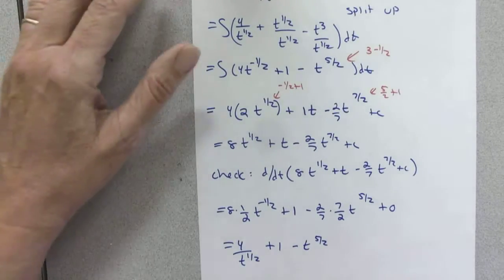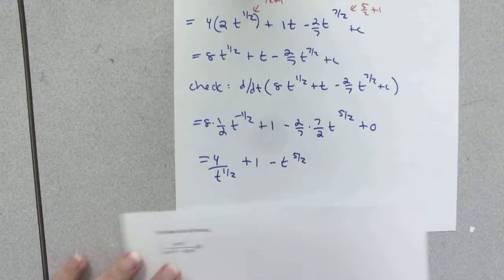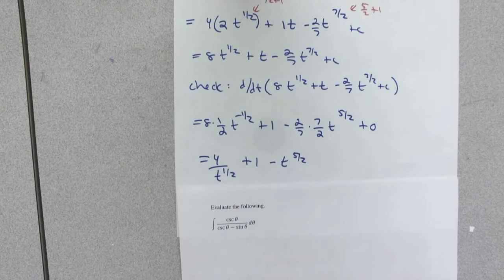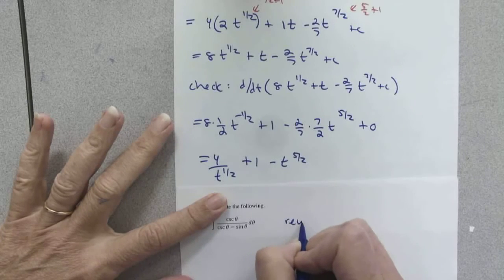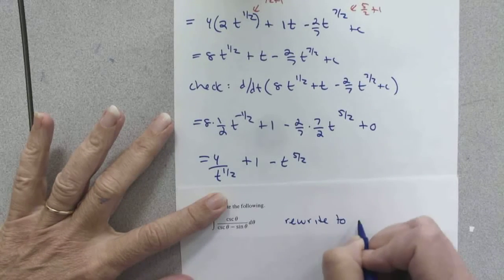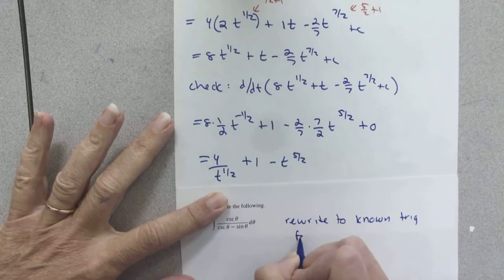Okay, last problem. We'll see if we can get it done in the 4 minutes I have left for this video. If not, we'll get a real short video. You only know 6 trig integrals. That doesn't look like one of the 6 trig integrals. And so we've got to rewrite to known trig forms.